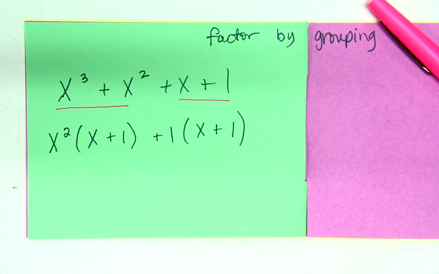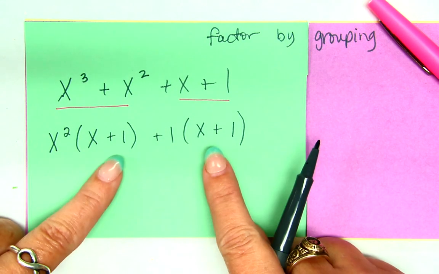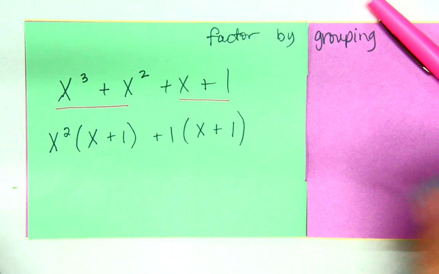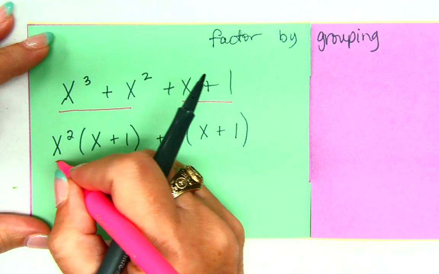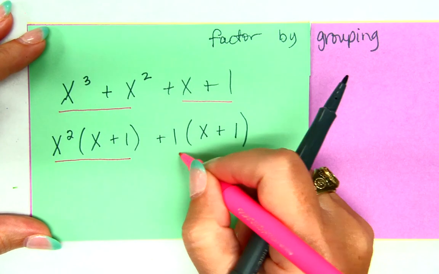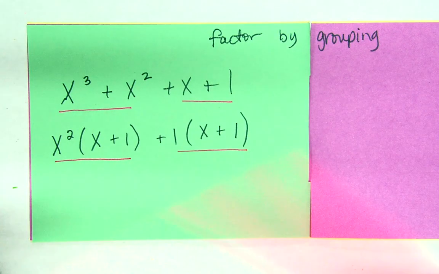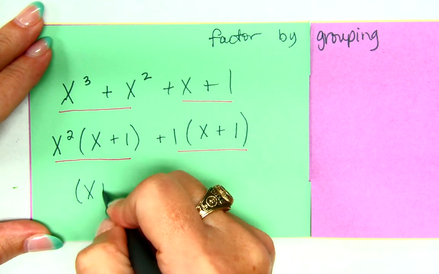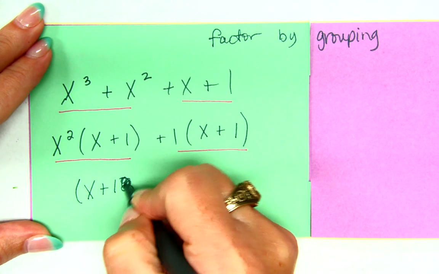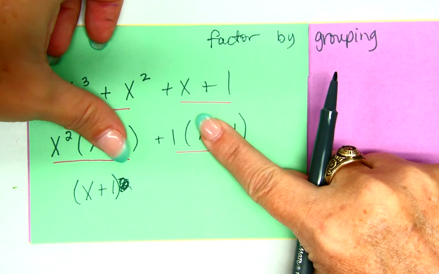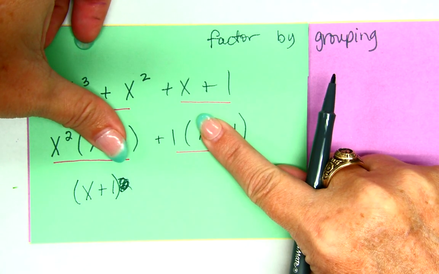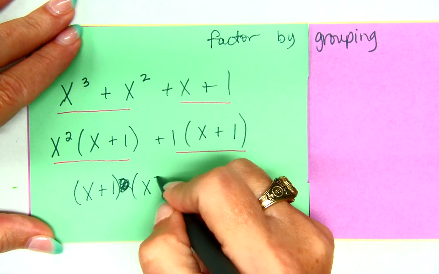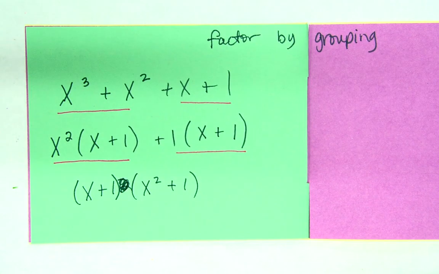Okay, look what I have left now when I uncover both sides. What do you notice? Yeah, these are the same, aren't they? So we're going to group again. This is one term, and this is one term. What is common in these two terms? X plus 1, right? And x plus 1 is common in both terms. Oh, what in the world? If I factor out an x plus 1, what's left? X squared plus 1. X squared plus 1. Done.